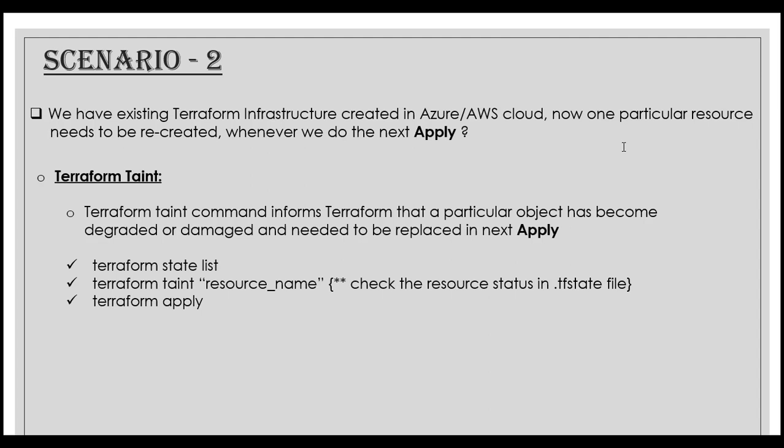That can be achieved using tainting. In Terraform, we have a concept called taint, terraform taint. This command informs Terraform that a particular object or resource has become degraded or damaged and needs to be replaced in the next apply. When you taint a particular resource, the status of that resource gets changed in the tf state file, and when you run apply the next time, that resource gets recreated. How exactly is that done?